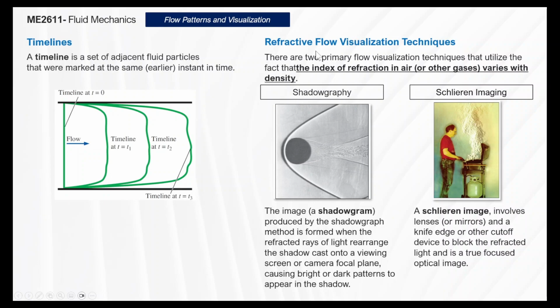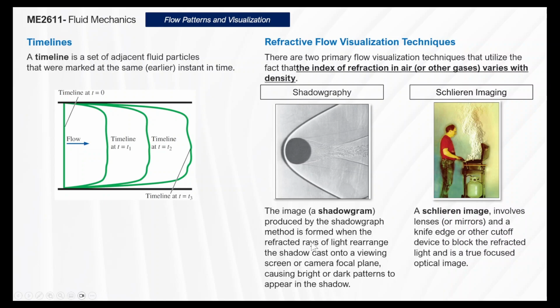The other one is refractive visualization. So we have shadowgraphy and Schlieren imaging, where in Schlieren you get to see, it involves lenses or mirrors in an image or other cutoff devices to block the refracted light. So when it's really super hot and you get to see some light refraction happening, yeah. So that's what you're observing in their vertical camera form.